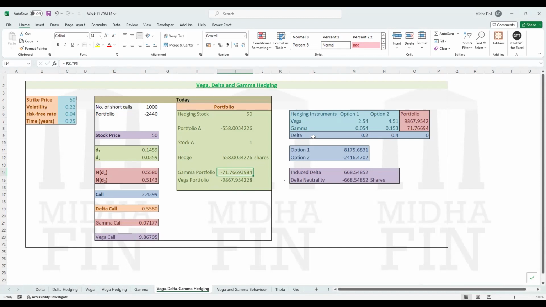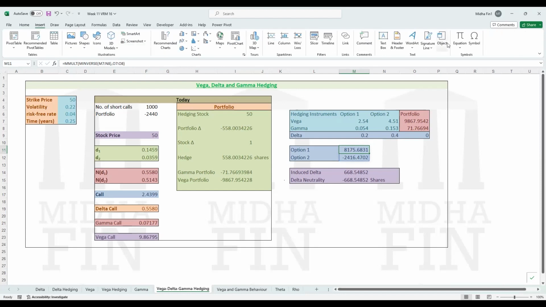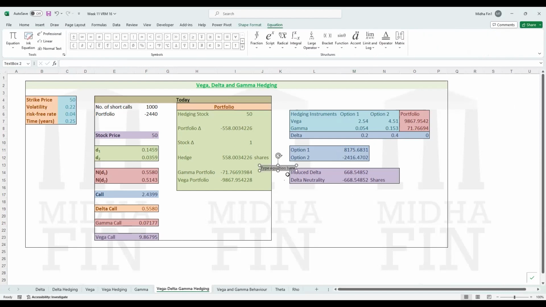Since 2 risk measures are there, I need 2 hedging instruments, 1 and 2. They have vega of 2.54 and 4.51, gamma of 0.054 and 0.153, and each of them has delta of 0.2 and 0.4. Although portfolio values are written as 9.8767 and 71, that's for a different reason, because here I have used matrix multiplication to find the values of the hedging position. In the examination, Excel is not required and you can't do matrix multiplication, so this is not at all needed. In your case, what you have to do is just build a hedge equation.